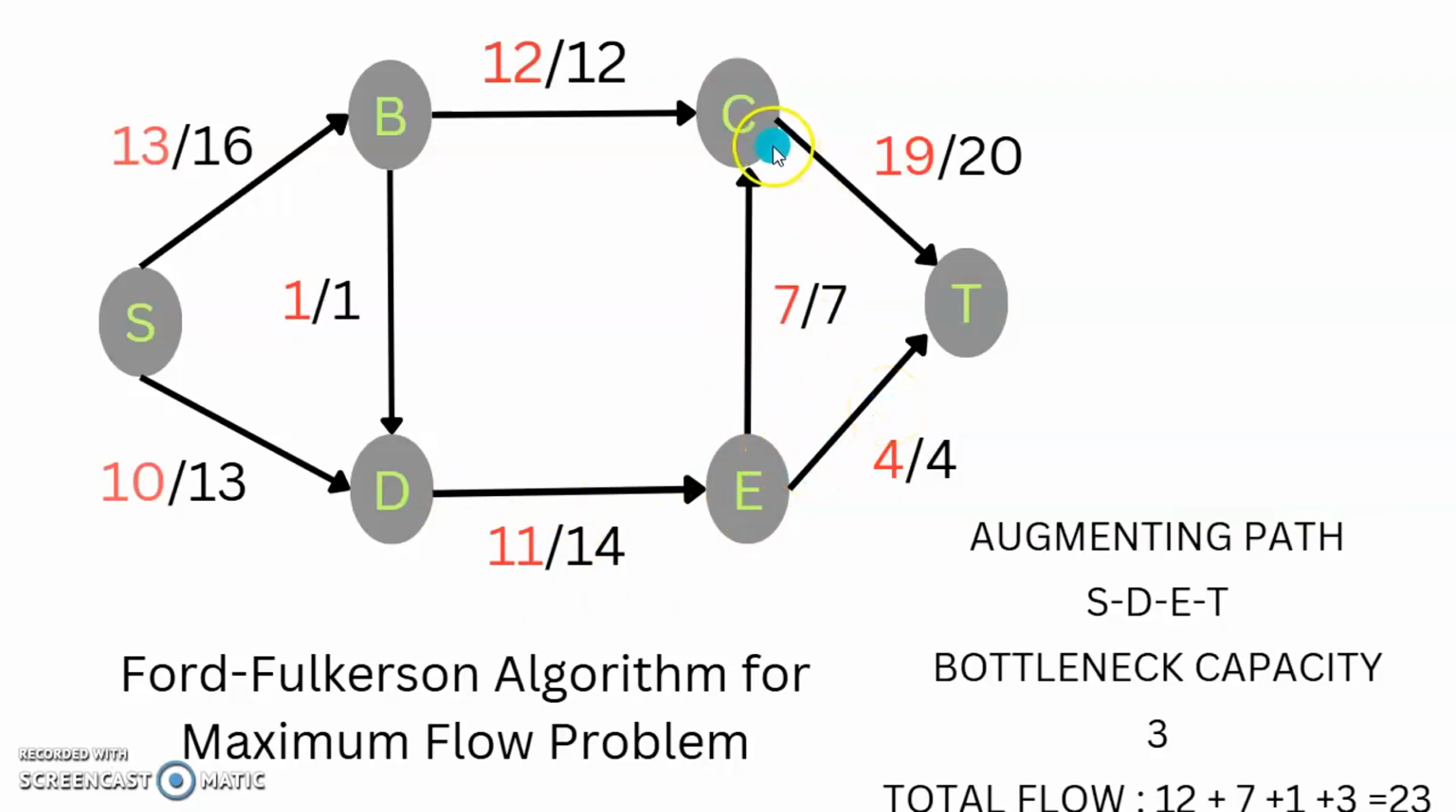For example, if we take C, what is the incoming value? 12 from this side, 7 from this side, 19. So the outgoing value is 19. So except source and sink, for all other nodes, the incoming value should be equal to the outgoing value. So with this, we can find the maximum flow in a network. So in this graph, the maximum flow is 23.